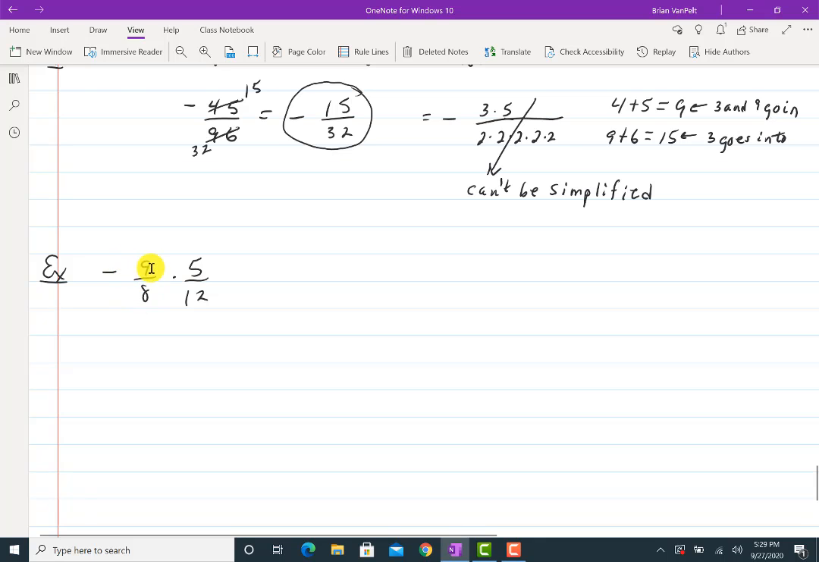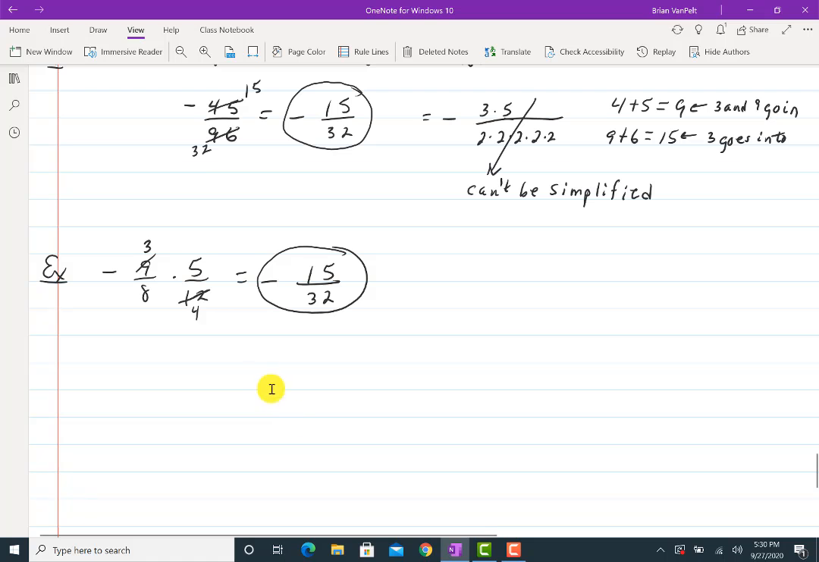This 9 right here and this 12. 3 goes into 9 3 times, and 3 goes into 12 4 times. So, before I even multiply it, I can do this problem. I'll have a 3 times 5 will give me 15. 8 times 4 will give me 32.